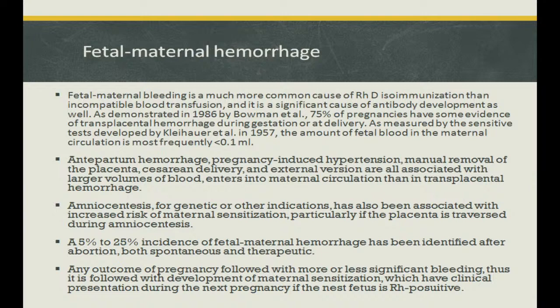Use of some methods of improving the delivery of the afterbirth, such as Hentas method, Crede method, as well as, of course, cesarean delivery, which is characterized by cutting of vessels and a large amount of blood flow. External version, internal version, which is done during labor because of transverse lie of the fetus, because of breech presentation. All of these situations are associated with larger volumes of blood entering into the maternal circulation, comprising transplacental hemorrhage.